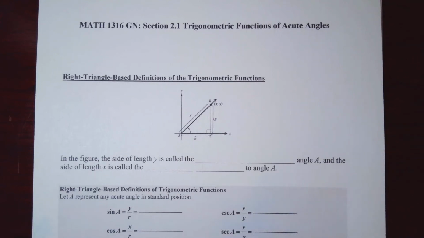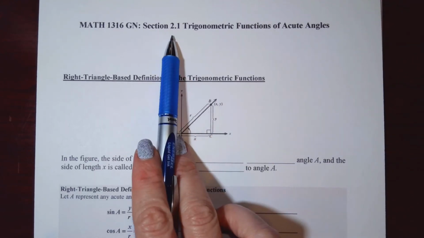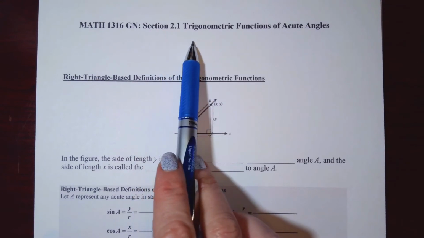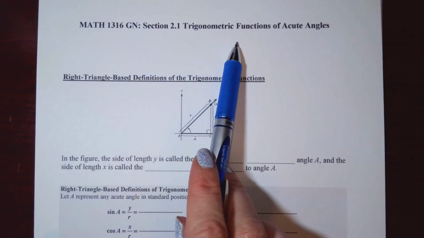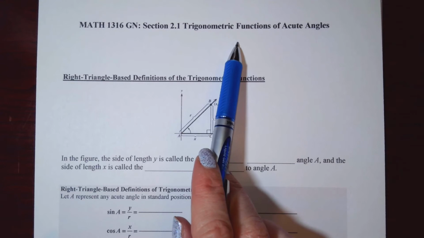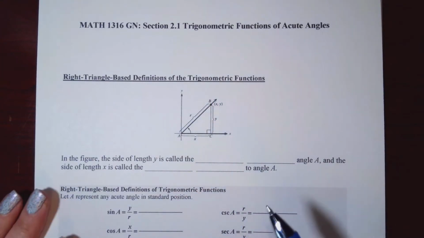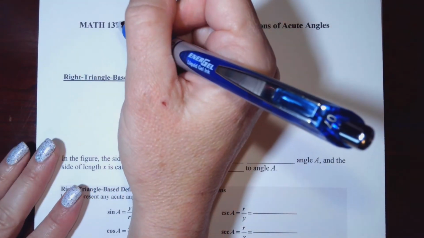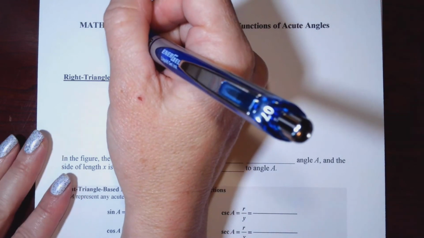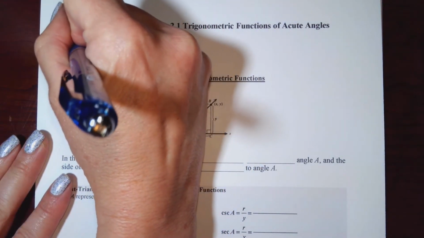Welcome back. We're going to focus on our first section out of Chapter 2 today. We're going to look at trig functions of acute angles. I mentioned in 1.4 that we're going to focus on defining our trig functions in different ways this semester.